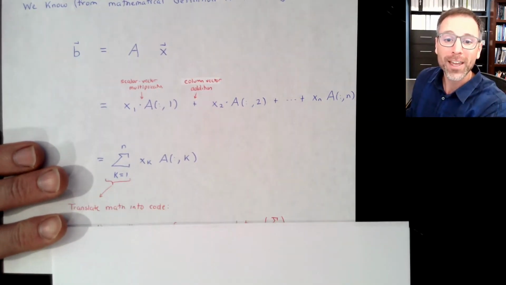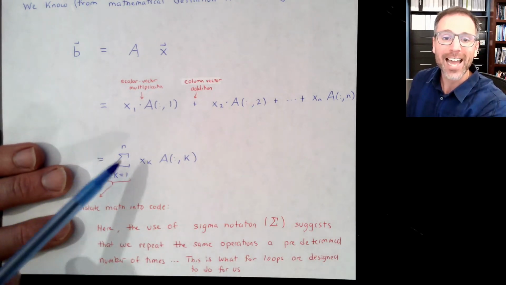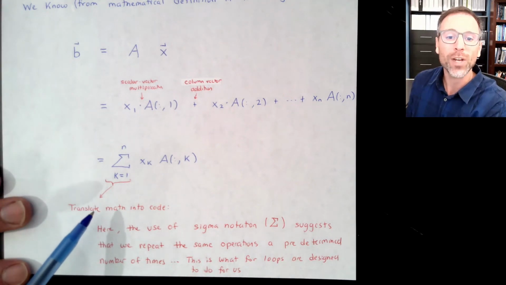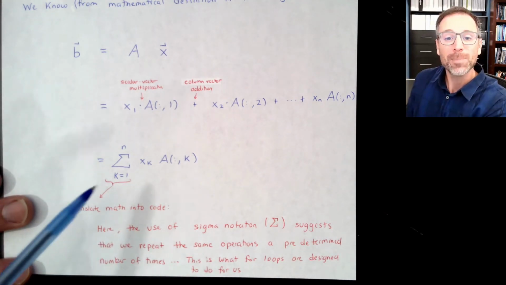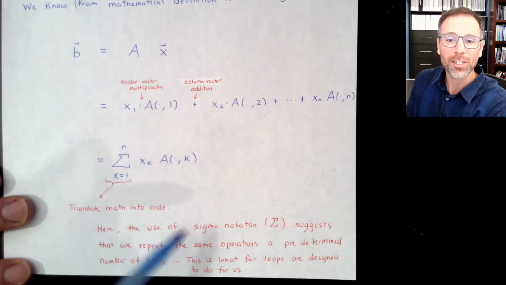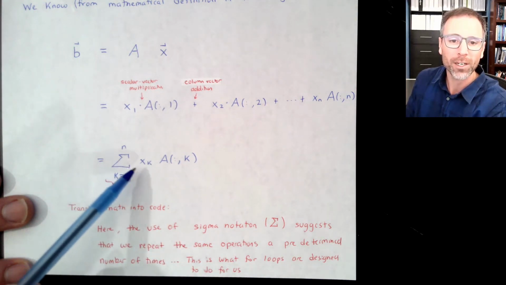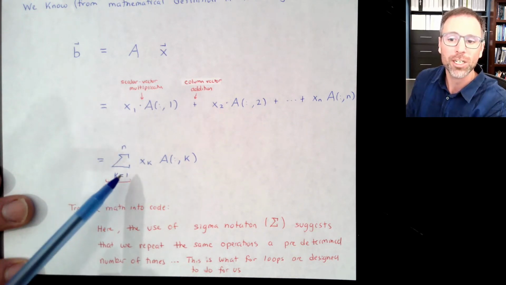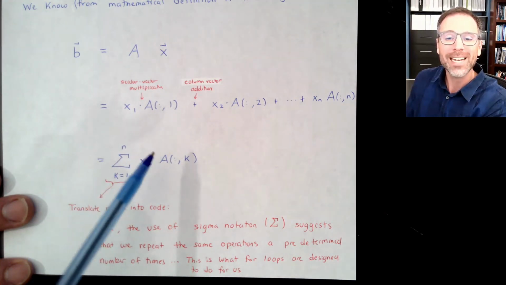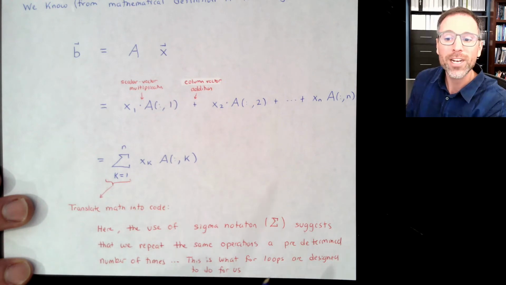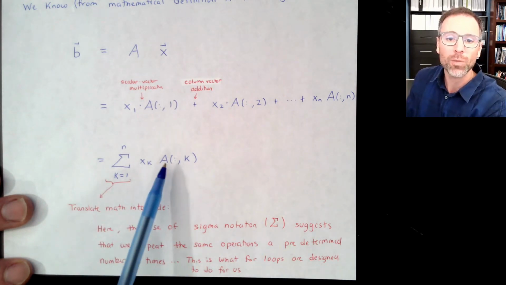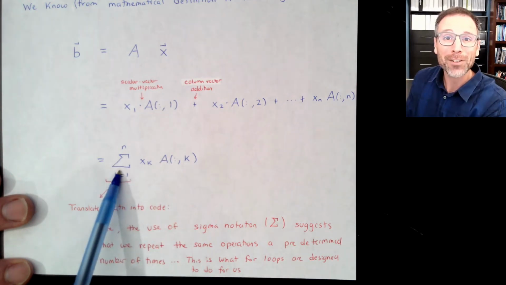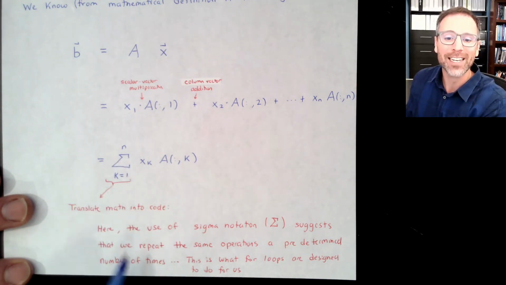Now, one of the things that I want to highlight is anytime you see a summation like this in mathematics, this is an opportunity to translate math into code. Specifically, this use of sigma notation, this capital sigma, that's a Greek letter called sigma. So summation notation, sigma notation, suggests that we're going to repeat the same operations a predetermined number of times. What operations are those? Well, we have a scalar vector multiplication and then a vector-vector addition done exactly n times.